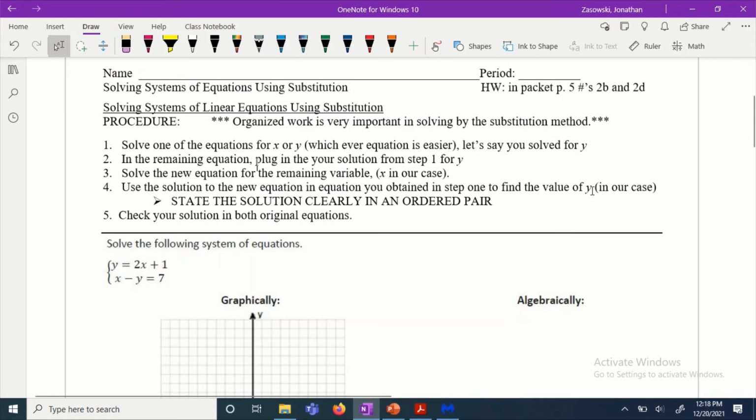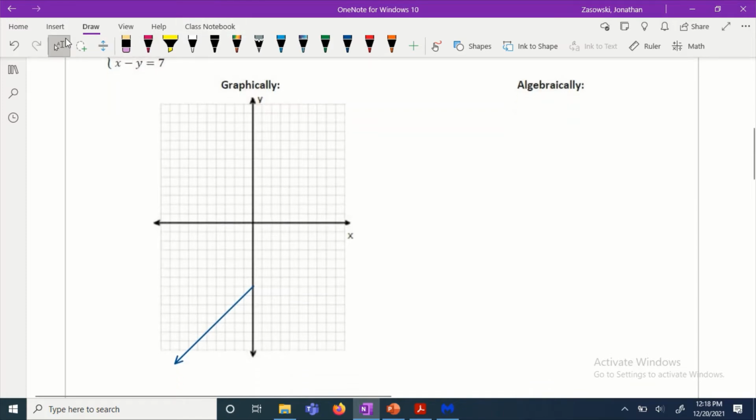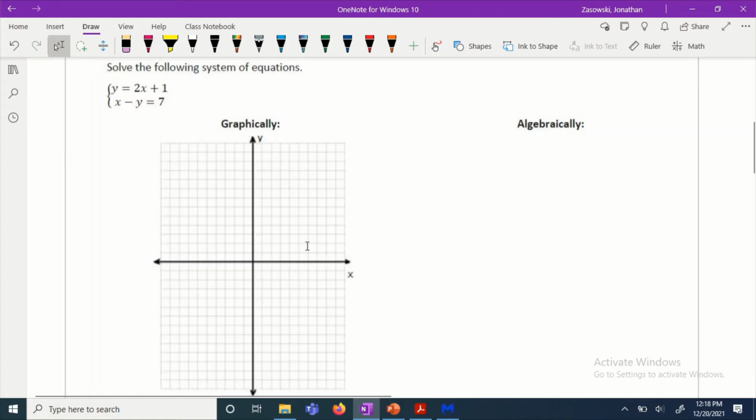All right, welcome. We're taking a look today at solving systems using substitution. What we're going to be doing is two things. We're going to graph our solution here, okay? And we're going to solve it using substitution algebraically. All right, so let's do the graphing part first.